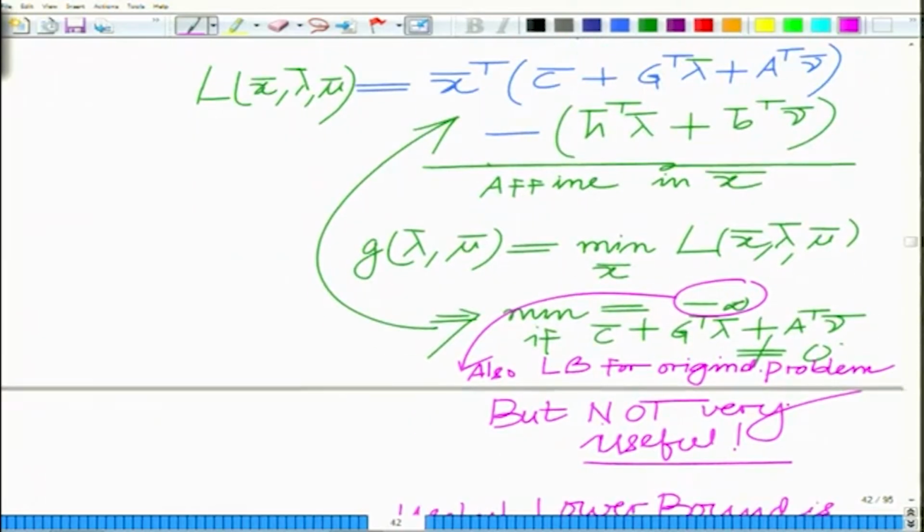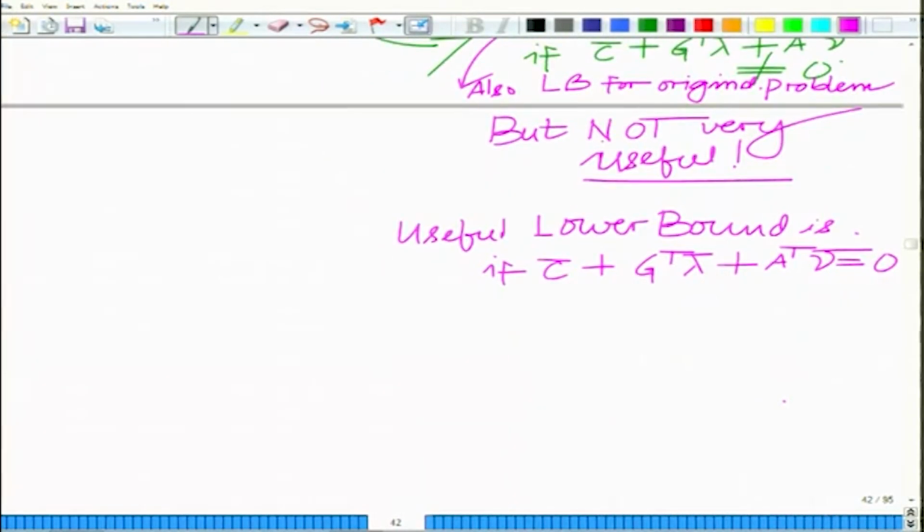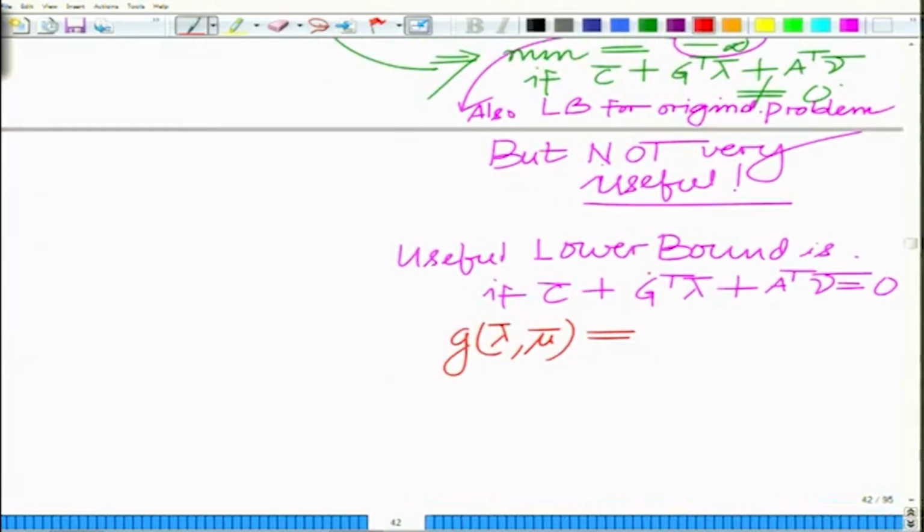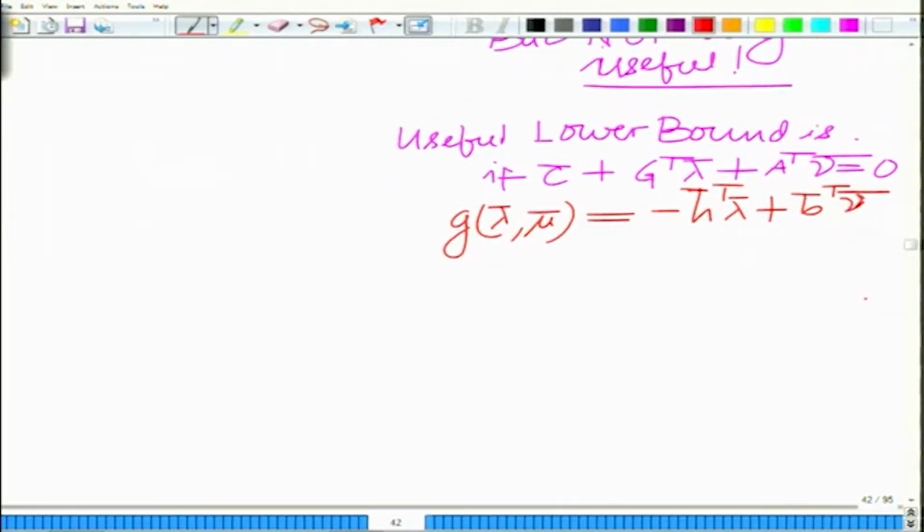this is a constant. Therefore, G of lambda bar, nu bar in this case equals, well, what is it? It reduces to the constant, which is minus H bar transpose lambda bar plus B bar transpose nu bar. Okay. And therefore, this is a lower bound. What does this mean?